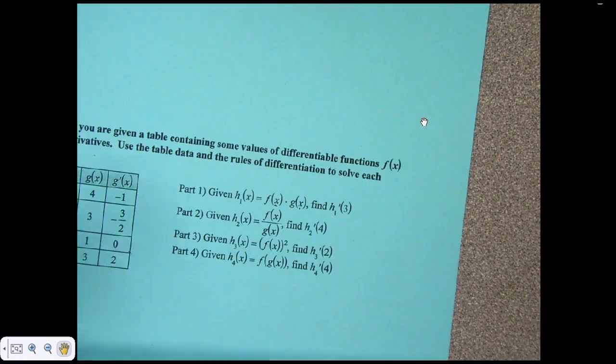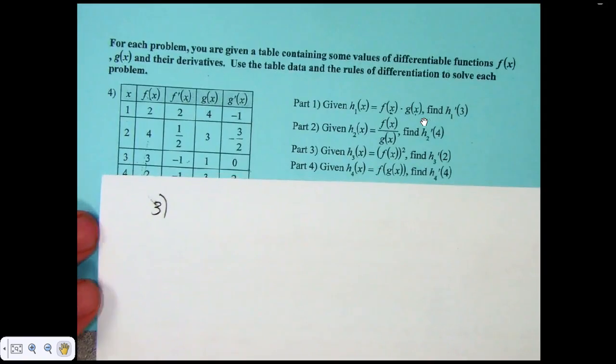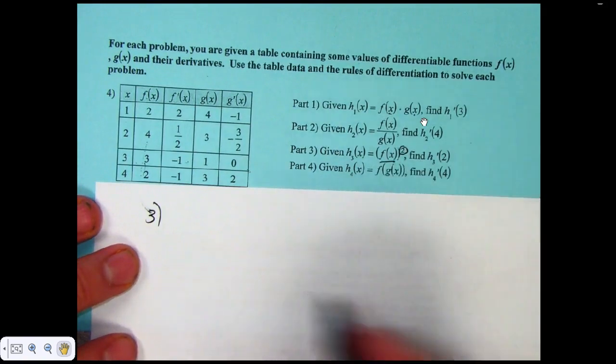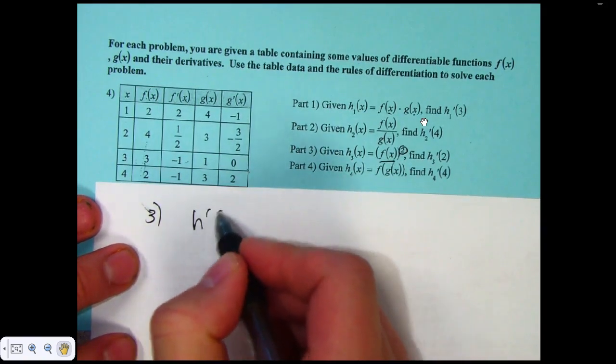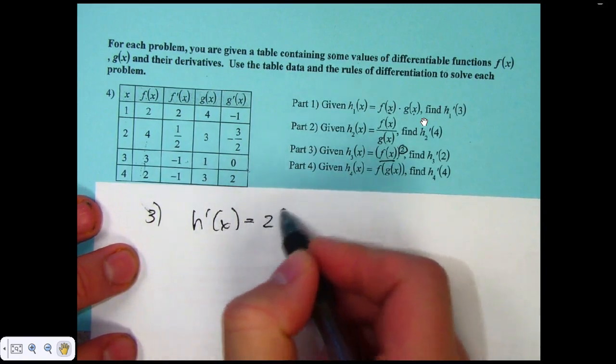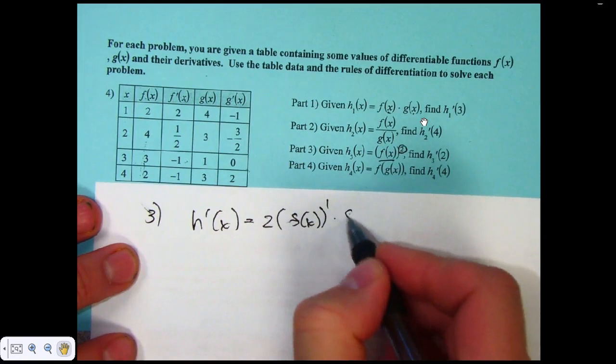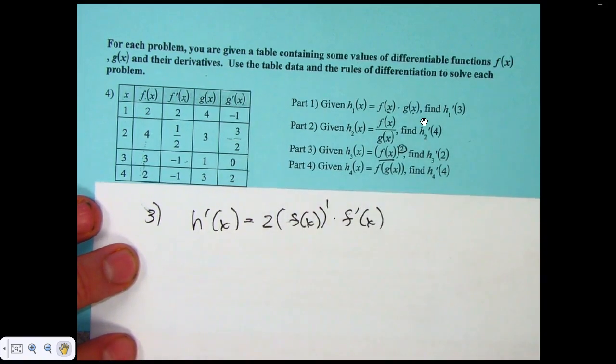Part 3 is chain rule. So the big guy is this 2 here. The little guy is your f of x. So your derivative, so h prime, is going to be: bring down the 2, leave the little guy alone, reduce the power by 1, multiply by the derivative of the little guy.